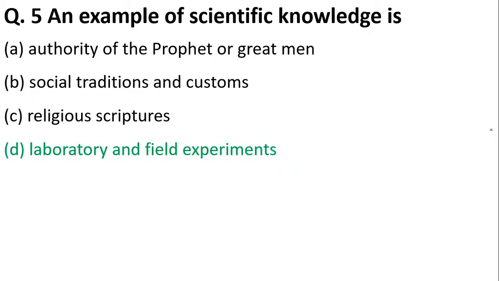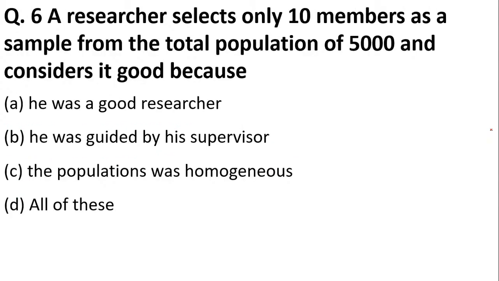Next, a researcher selects 10 members as a sample from the total population of 5,000 and considered it good because he was a good researcher, he was guided by his supervisor, the population was homogeneous, or all of the above. The researcher is selecting 10 members from the total population of 5,000.